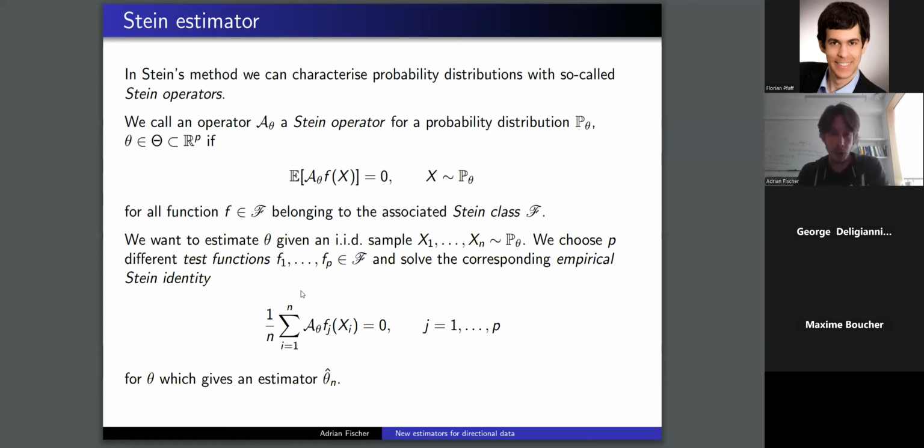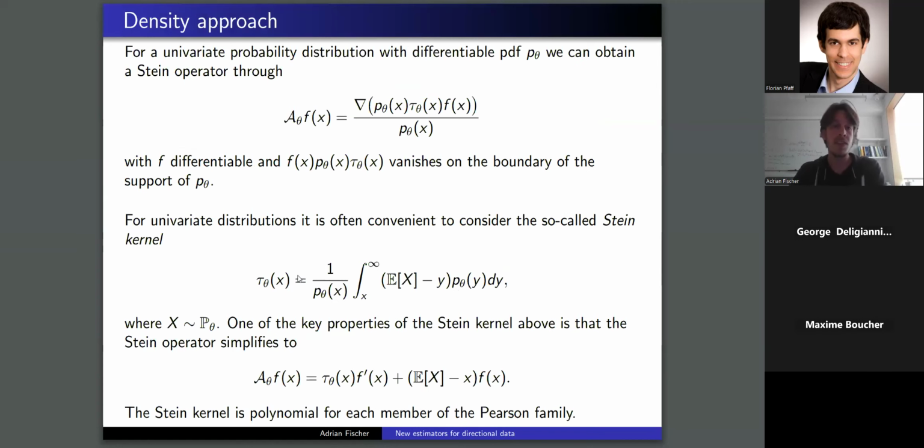Before moving to directional distributions, let's look at the easy, univariate case. For univariate probability distributions, we often use the so-called density approach in order to obtain such a Stein operator. If we know that our target distribution has a differentiable PDF p_theta, we know that the Stein operator is simply given through this expression here: the gradient of p times some additional function tau times the test function, divided by p.